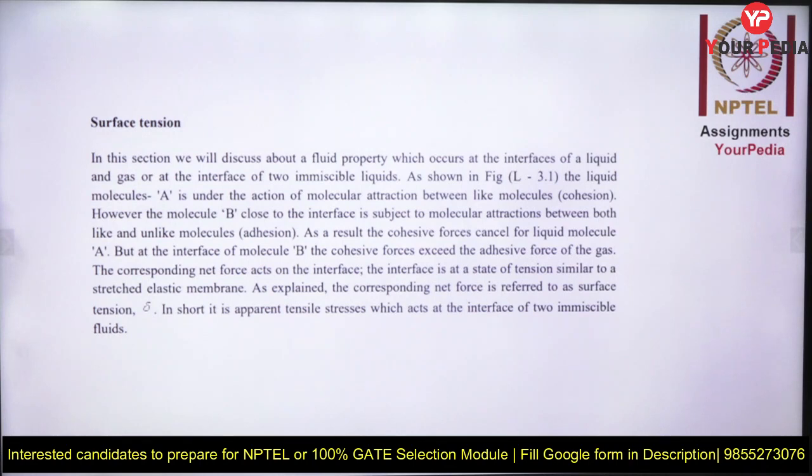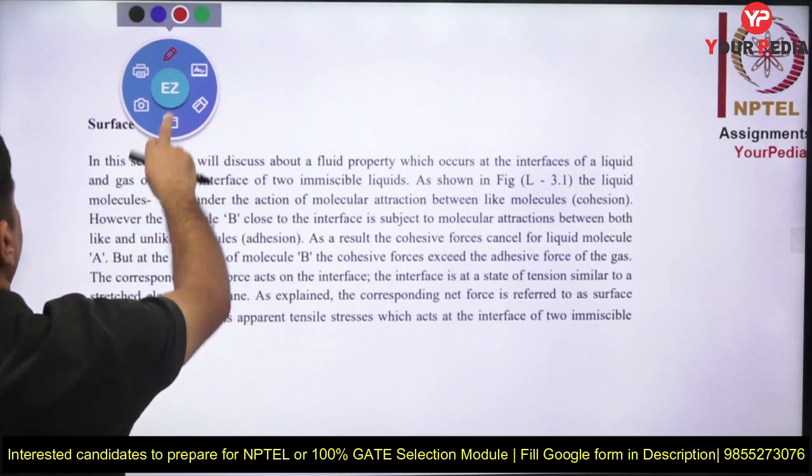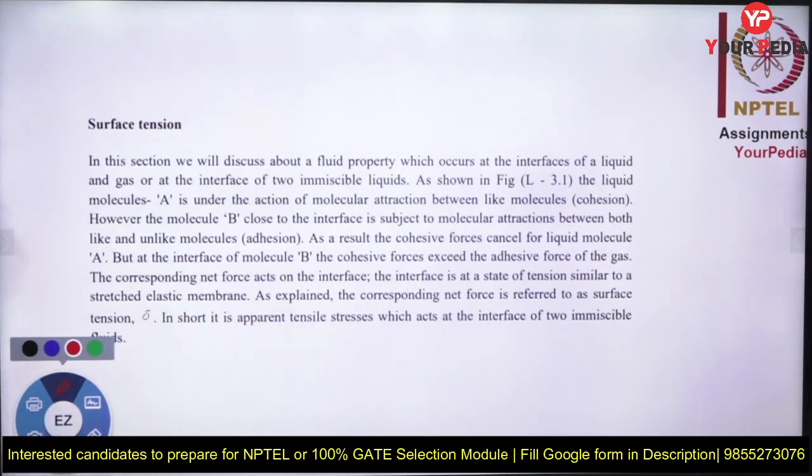Like when we talk about surface tension, everybody talks about surface tension. The most important point which we need to understand in surface tension is that this is a fluid property, no doubt, and it is related to cohesive.